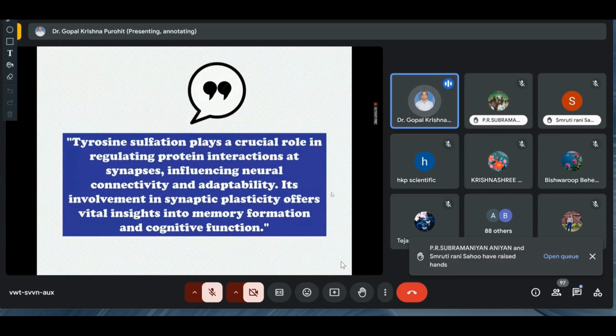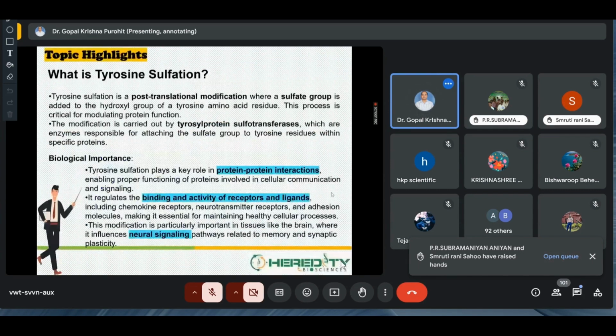The quote of today's topic is: tyrosine sulfations play a crucial role in regulating protein interactions at synapses, influencing neuronal connectivity and adaptability. Its involvement in synaptic plasticity offers vital insight into memory formation and cognitive functions. Our guest speaker will brief all these points, but I am highlighting some of them.